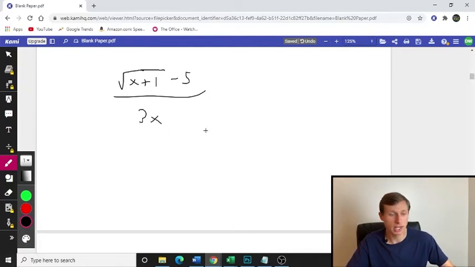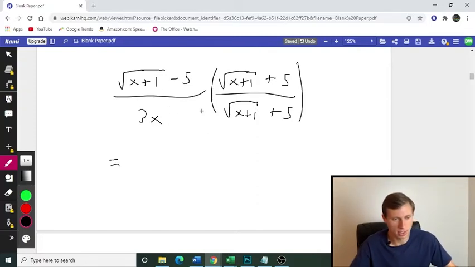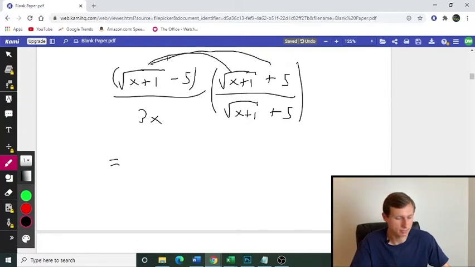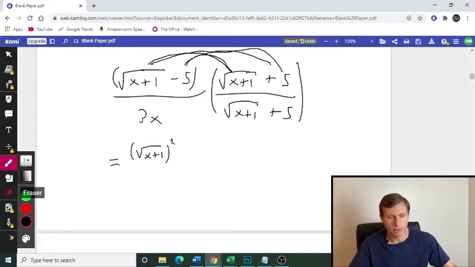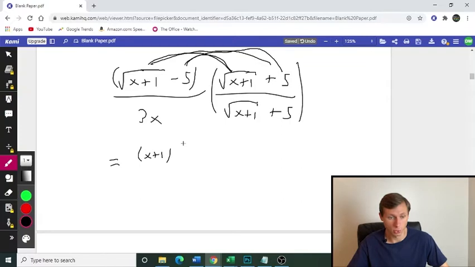3x, rationalizing would look like square root of x plus 1 plus 5 divided by square root of x plus 1 plus 5. And always the strategy here of doing this is to try and get rid of the square root. And so what we would have here would then be, we would have to FOIL it. So we think about this quantity and we FOIL it with each outside, inside, first and last. And what we would get for the first term is square root of x plus 1 quantity squared, which if you think about it, the square root sign and the squared is just going to cancel out, and we're left with just x plus 1.